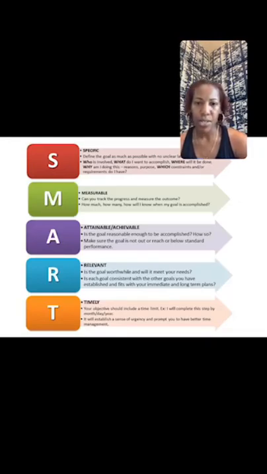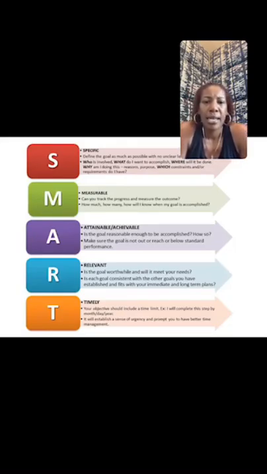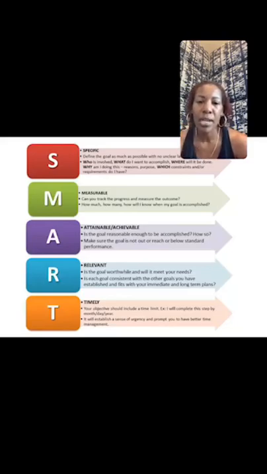All right, so then you go to R, relevant. Is the goal worthwhile, and will it meet your needs? Is each goal consistent with the other goals you have established and fits with your immediate and long-term plans? And this is what we were kind of touching upon as well. Why would you undertake anything that is a waste of your time? And a waste of your time is also that which is not relevant.